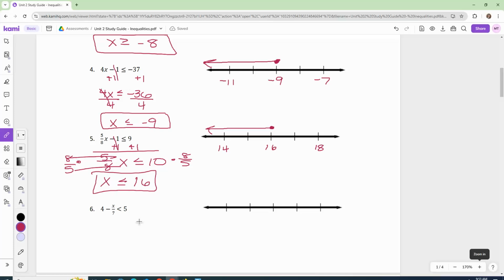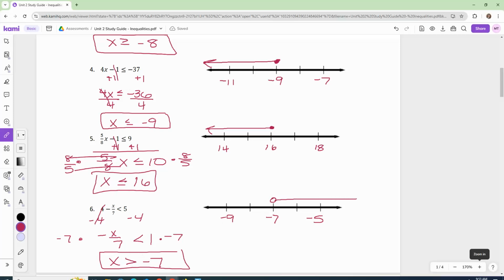Number 6. Does anyone want it? All right. Keaton, tell me what I do. Minus 4. So we have negative x over 7 is less than 1. Then what do we do? Times negative 7. Let's go ahead and do negative 7. We'll get rid of both problems at once. Since I multiplied by a negative, what happens to my sign? It goes to negative. Yep, this becomes a negative and the inequality flips. So greater than negative 7. Open or closed circle? Open if there's not an equal to, and it's greater, so going to the right.